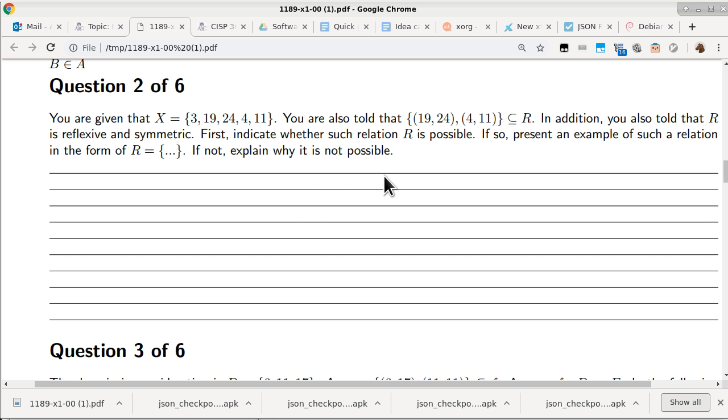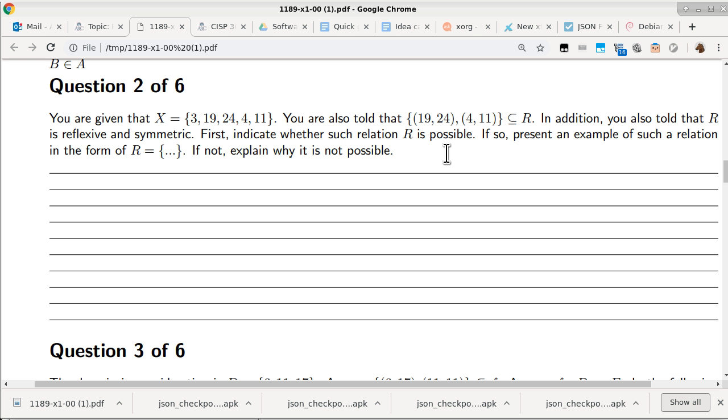So first indicate whether such a relation R is possible. What is possible again? Well, X equals this, this is a subset of R, and R is reflexive and also symmetric. Is that possible? Absolutely possible. Now, if I change this subset of to equal to, then the answer is no. Okay, but it's not, right? It is subset of, so it is absolutely possible. So you have to indicate, yes, it is possible.